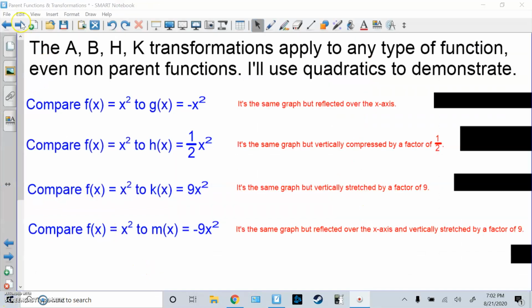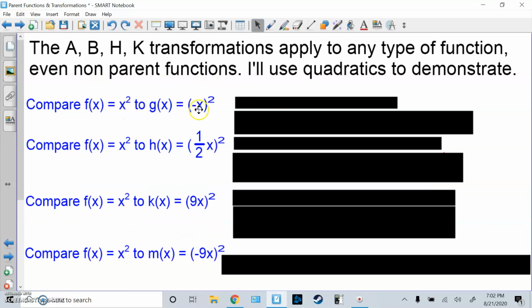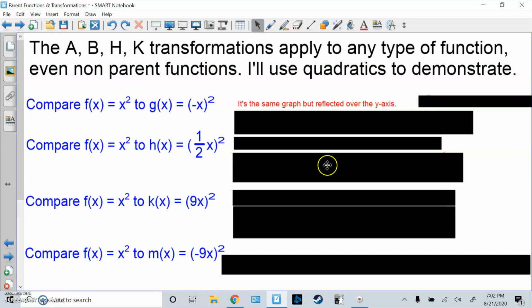Alright, let's go to the next one. So these are all A's. So let's now look at B. Looks very similar, but now it's in parentheses. Alright, so B controls the horizontal and it's opposite. So if B is negative, we're going to reflect it, but instead of across the x-axis, we're going to reflect it sideways across the y-axis. It's the same graph across the y-axis.